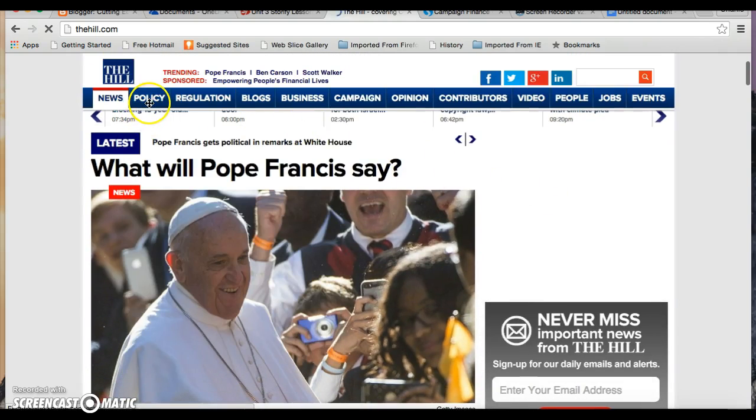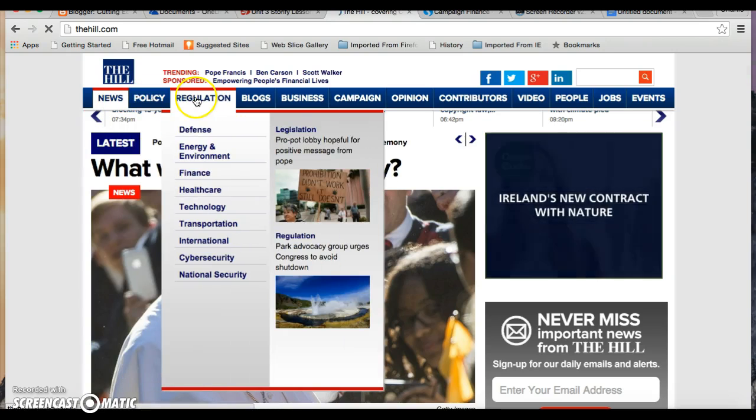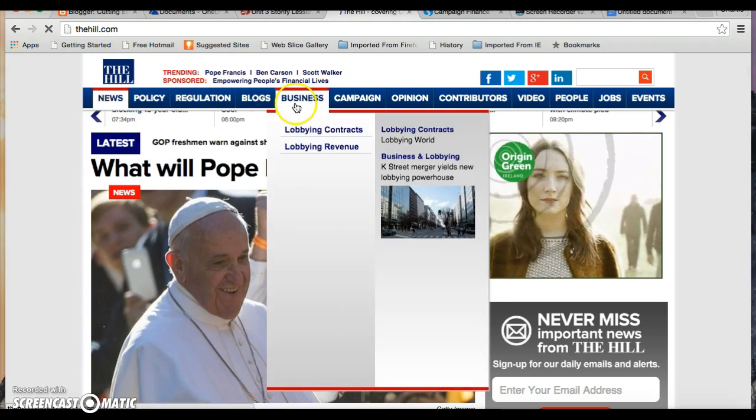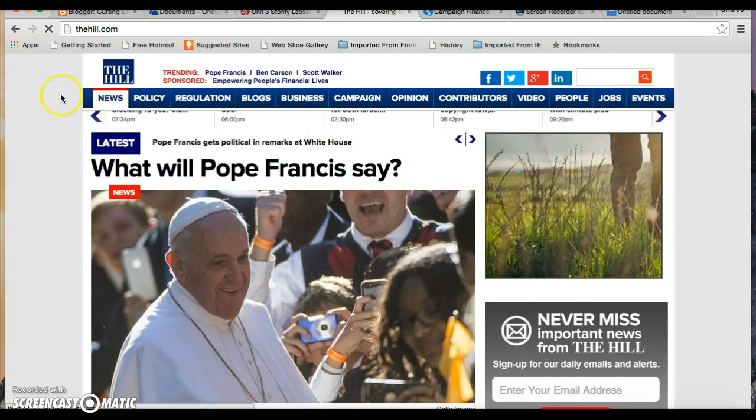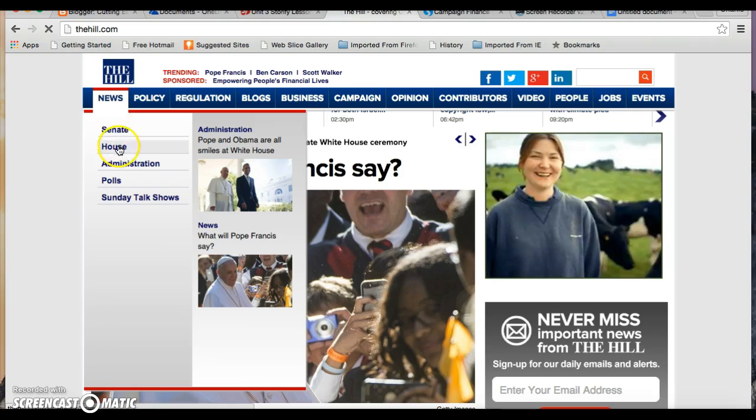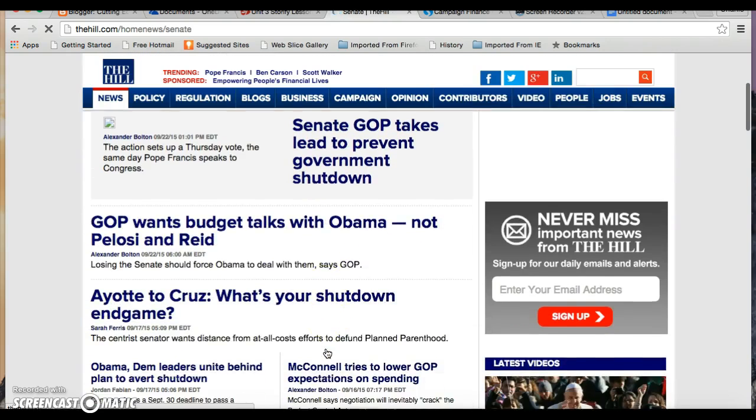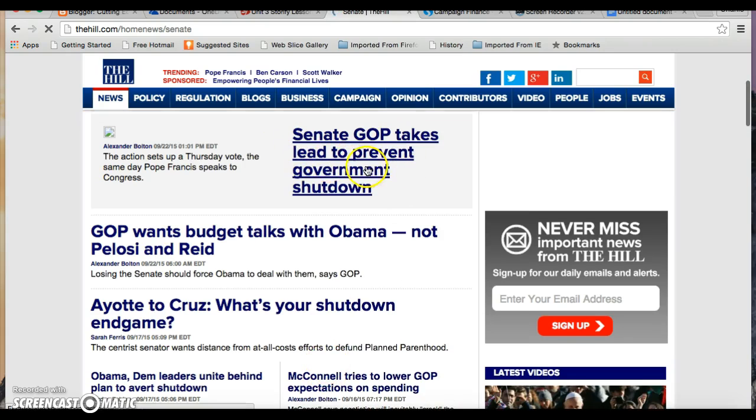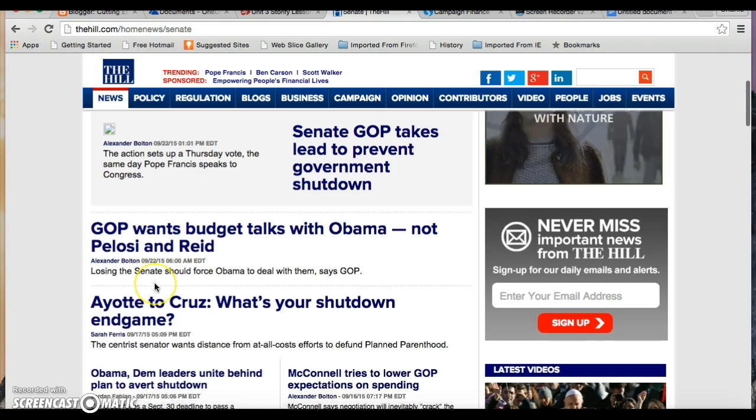But again, if we go to The Hill, I personally would recommend, if they have a Congress section, yeah, Senate, House, there you go. So if we look at Senate, GOP takes lead to prevent government shutdown, similar to Politico. GOP wants, but all of this, gold dust.